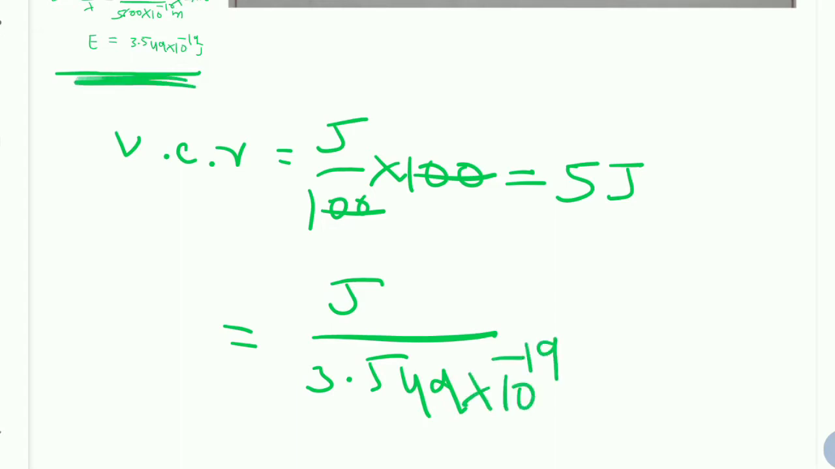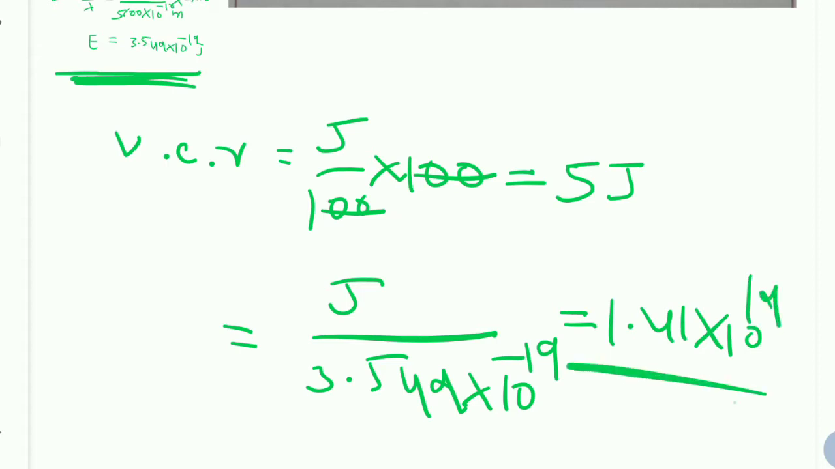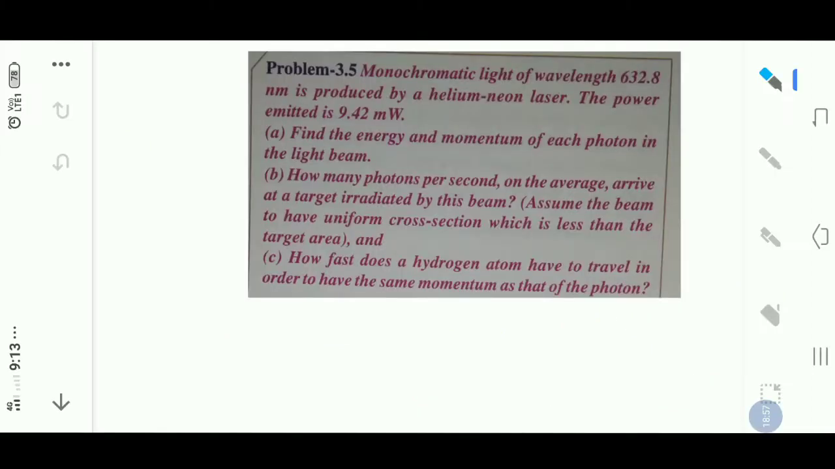This is the energy. This value we get is 1.41 into 10 to the power of 19. This is the number of visible photons emitted per second, 1.41 into 10 to the power of 19.